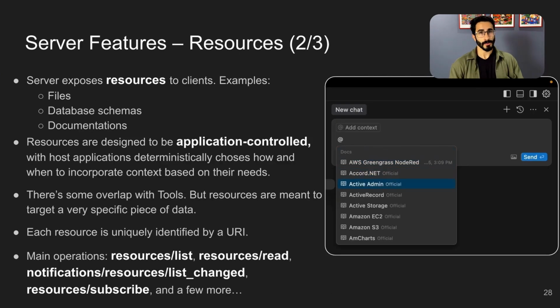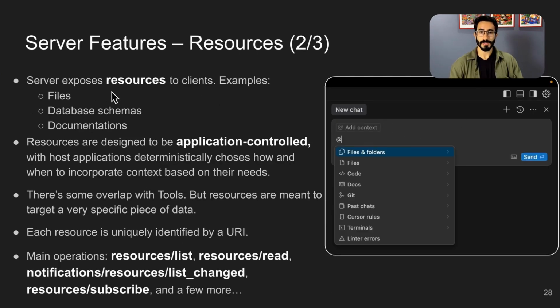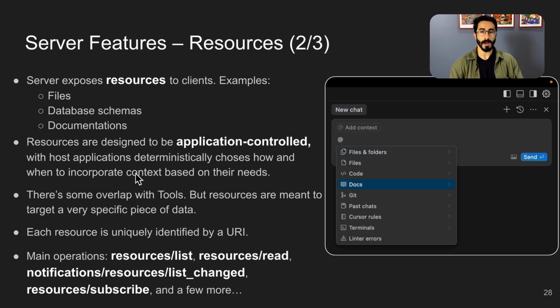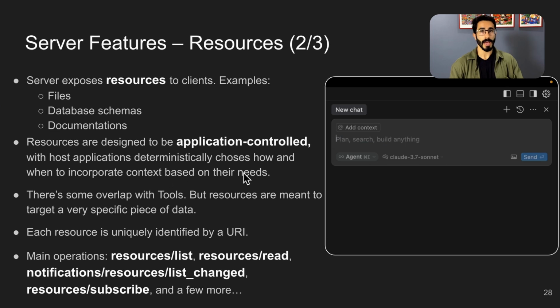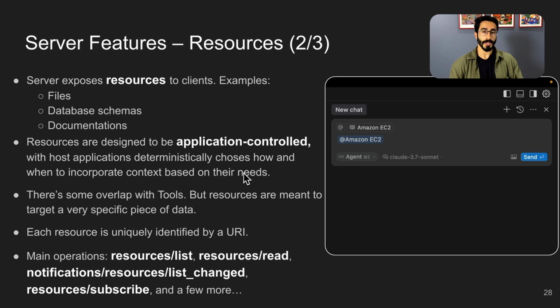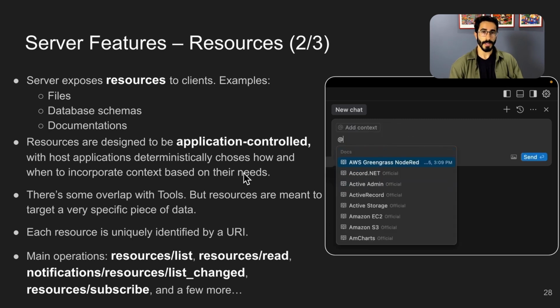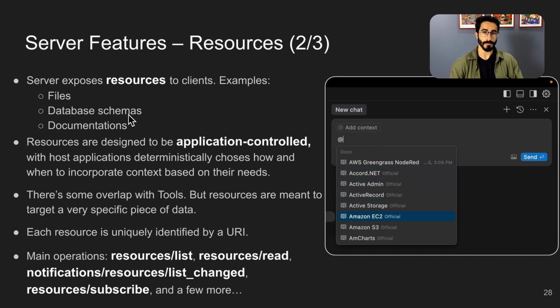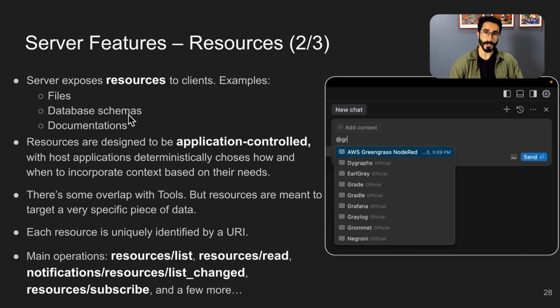Second, we have resources. The most common examples of resources are files, database schemas, and documentation. The resources are meant to be application controlled, so the host application is choosing when and how to incorporate this context into the LLM's prompt. The best example of this would be an application that interacts with a database. So whenever the user requests a read or modify query, the host application would automatically include the database schema to the prompt because it's very important information for the LLM.